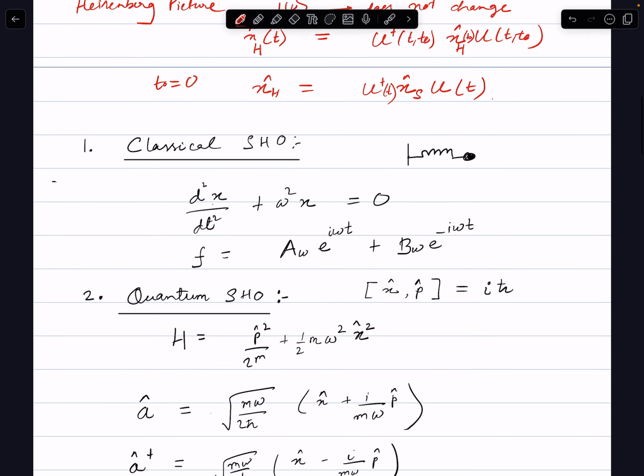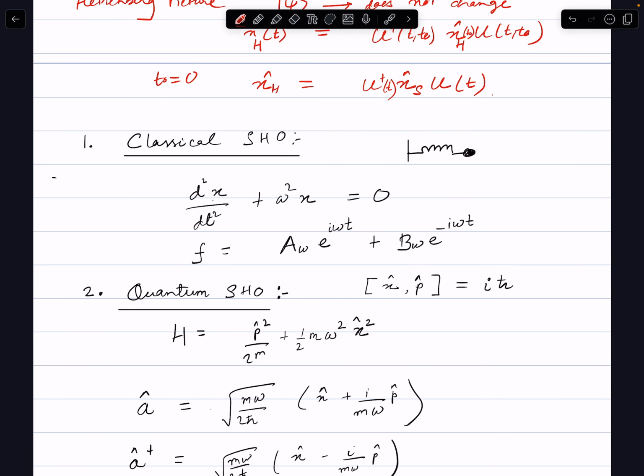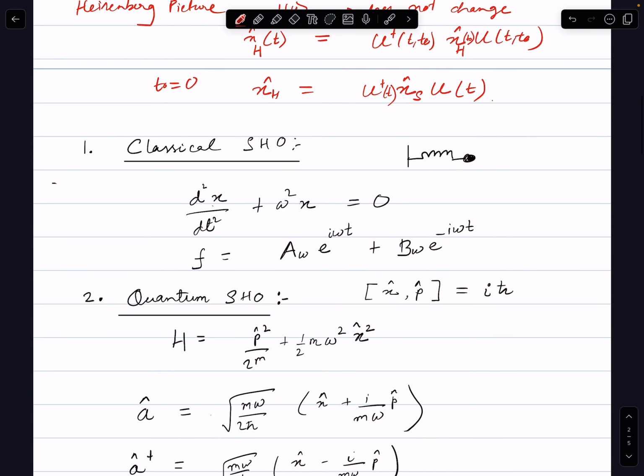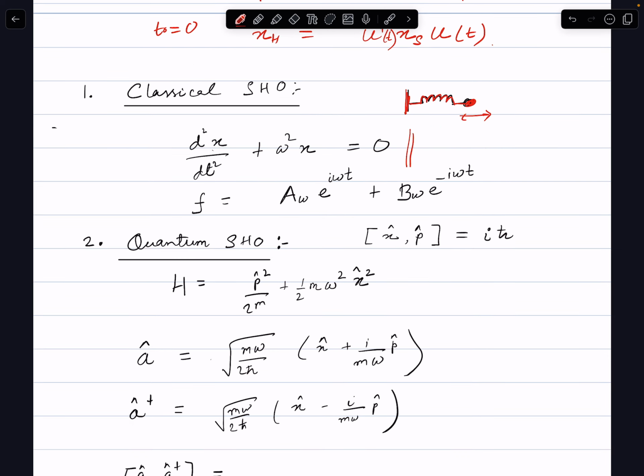Okay, so today we will study the simple harmonic oscillator, which is going to be a very important system for this course. The classical simple harmonic oscillator, I think all of you know, is some system like a ball attached to a spring which is oscillating, and classically it has this equation of motion, which has solutions that look like this. This is the simple harmonic oscillator equation.